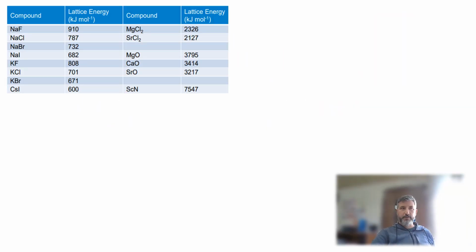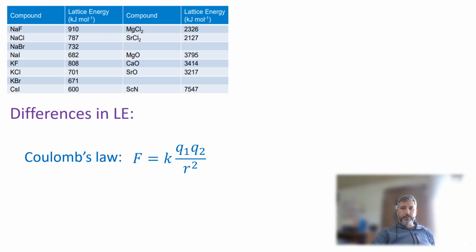Okay, so here's the same table again. Let's talk about why these numbers are so different, because we have lattice energies that are way, way bigger than others. So what are some differences? Well, the mathematical concept that's going to tie all this together is called Coulomb's law.